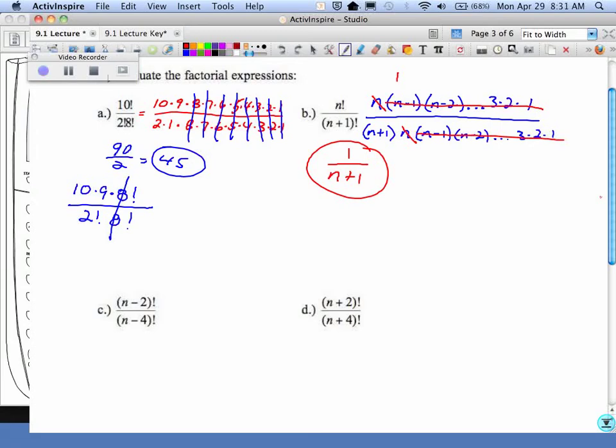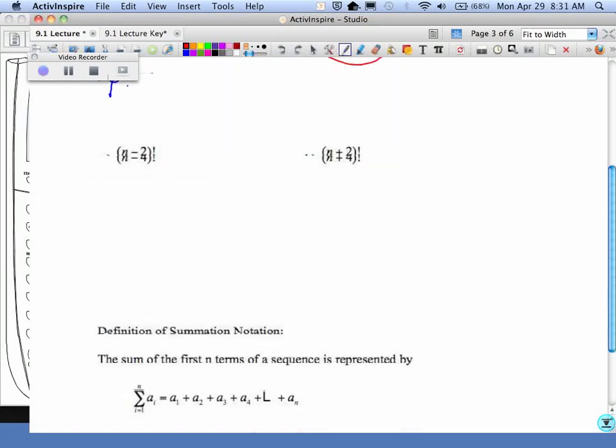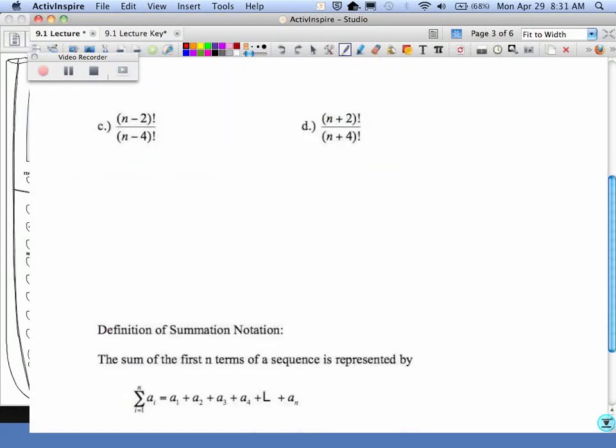Let's try this one. Think about what they're asking you to do. Pick a number. Put a number in your head. 4. In your head. Take that number minus 2 and take that number minus 4. So for instance, if I put the number 100 in my head, the top number would be 98 factorial and the bottom number would be 96 factorial.